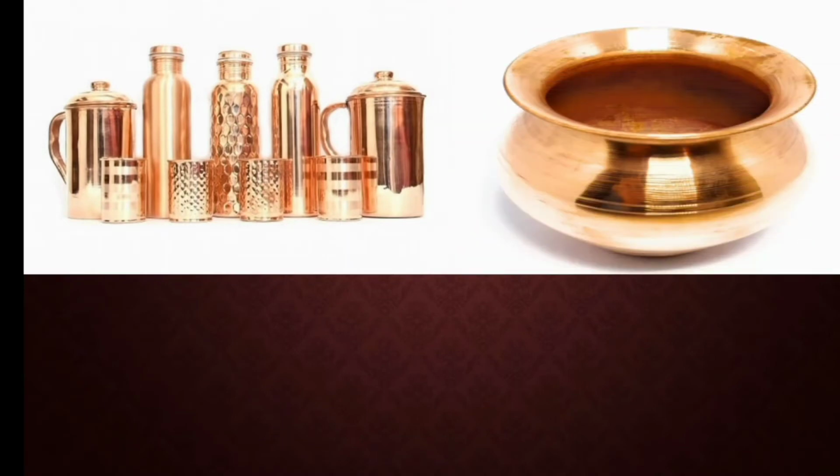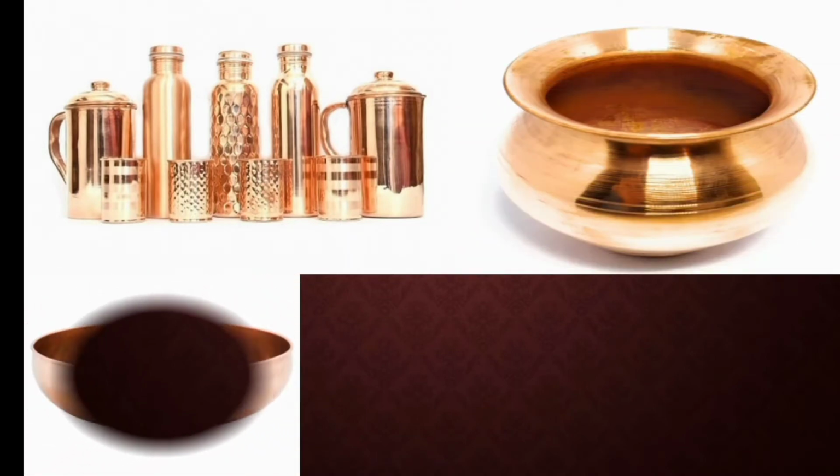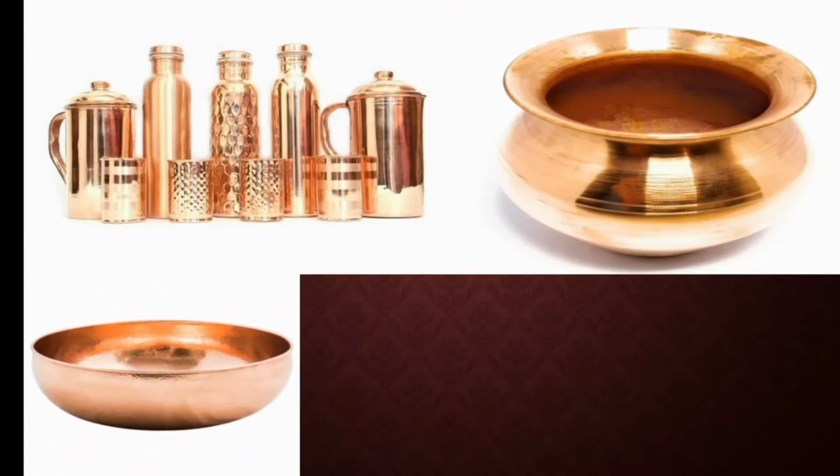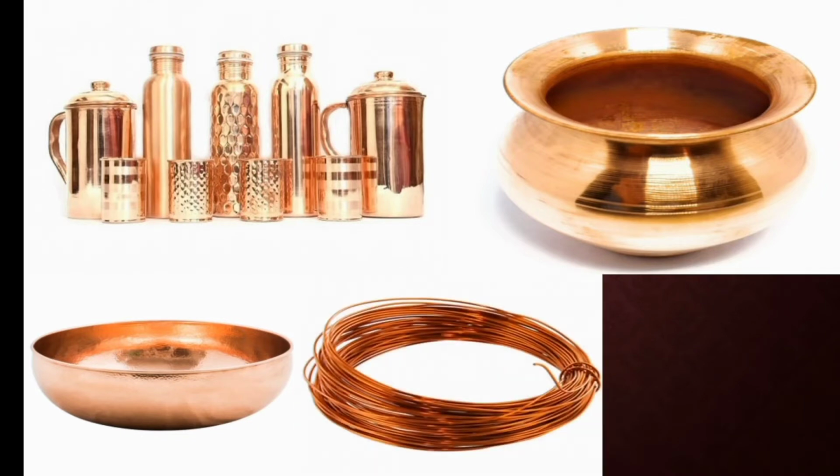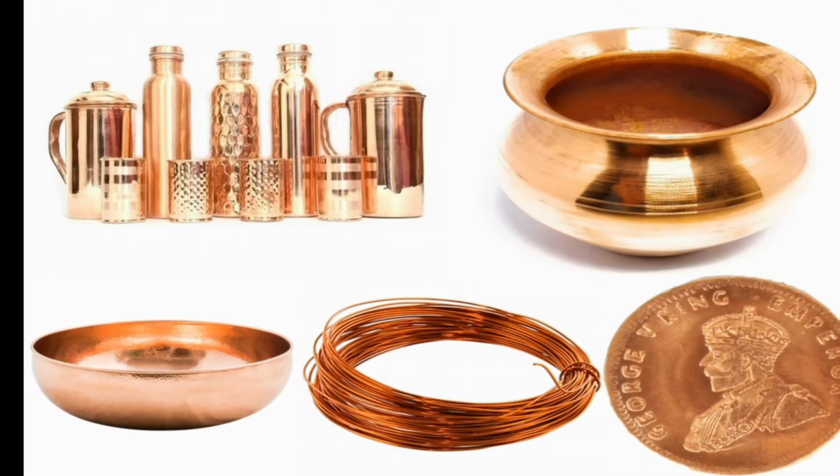So these are some of the copper items like glass bottles and glasses, copper jars, copper vessels. Glass bottles means these are made with both copper glass and copper bottle, and copper wires, copper plates, copper coins, copper wires. So these are a collection of the copper objects.